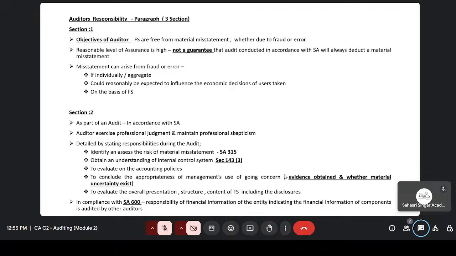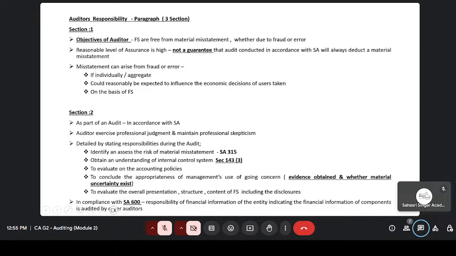Why I'm telling this is because I don't want to bore you by reading all these points like a paragraph. At least if I give you some situations from my practical experience, that will help you to gauge it. But focus on the examination point of view. Understand what has been discussed under this paragraph from the auditor's responsibility point of view.